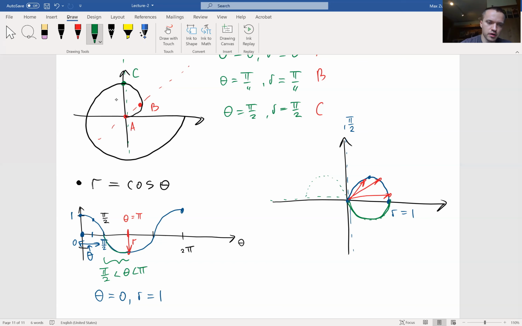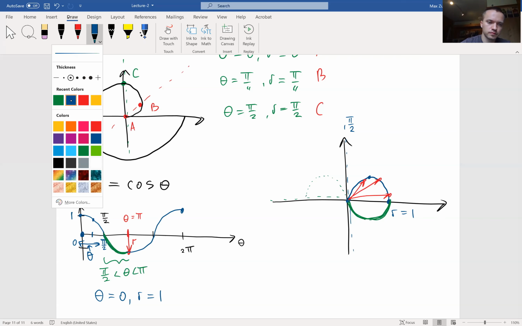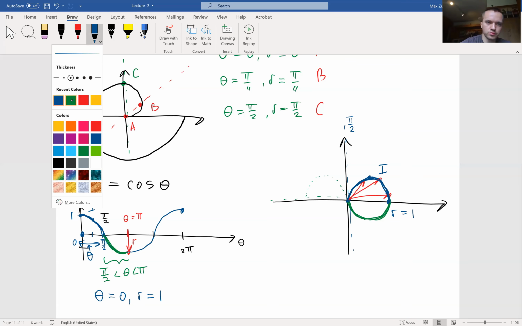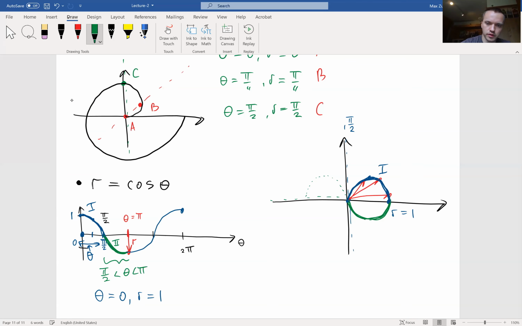So that's why you can see how green curve in Cartesian coordinates is going to be like this curve in polar coordinates, and how blue curve over here is going to be blue curve over here. So let's call it 1. This is 1. And green one I'm going to call 2. And this is 2. Okay.